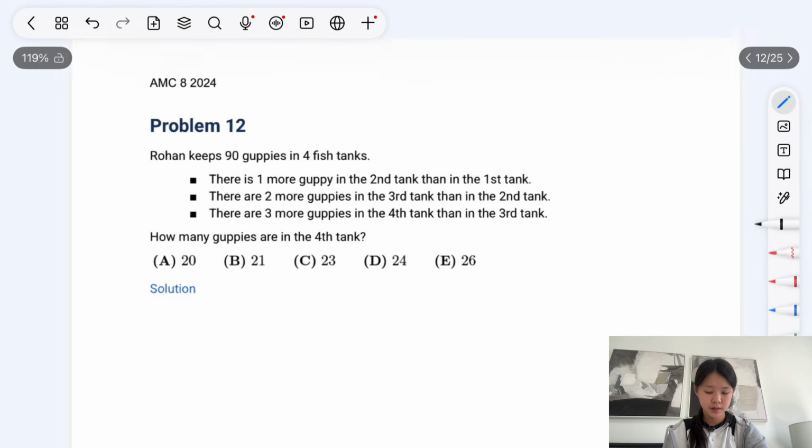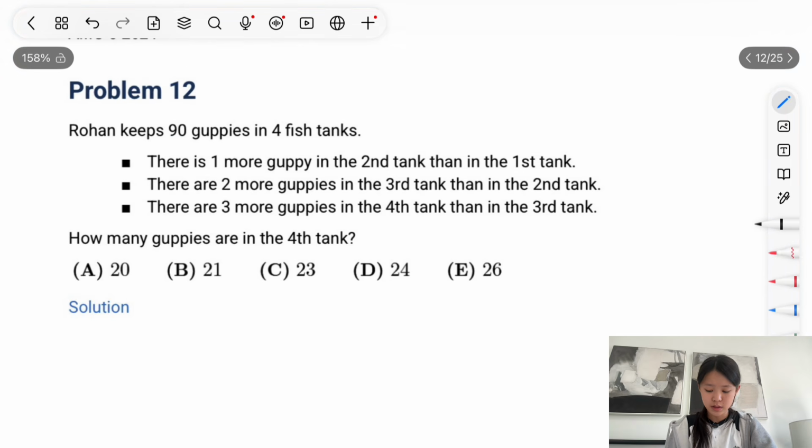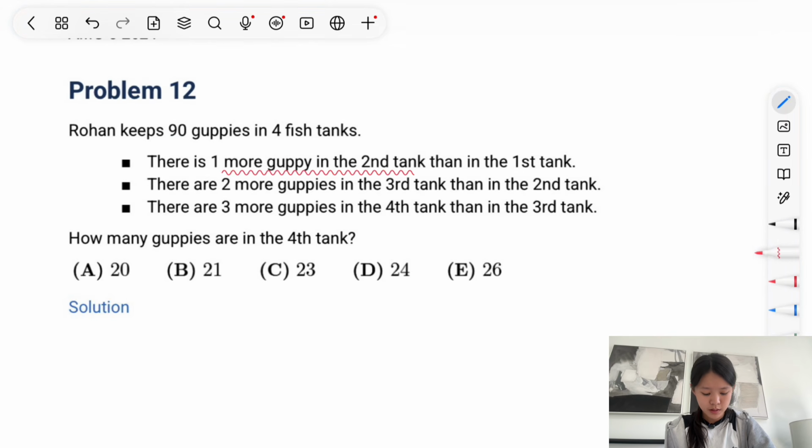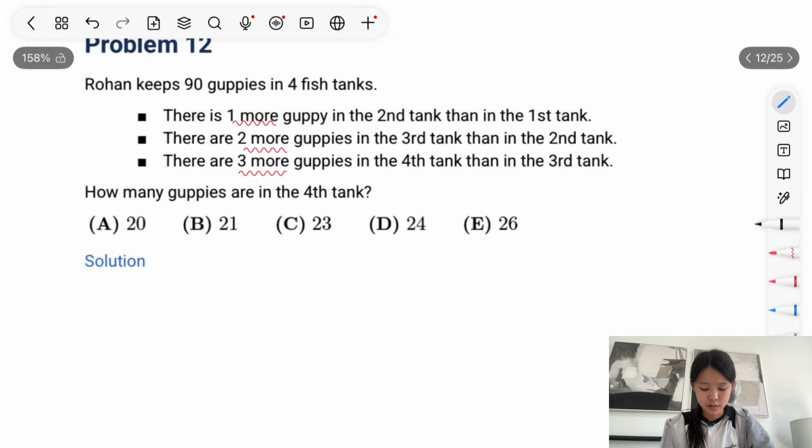Problem 12. Rohan keeps 90 guppies in 4 fish tanks. There's 1 more guppy in the second tank than in the first tank, 2 more guppies in the third tank than in the second tank, and 3 more guppies in the fourth tank than in the third tank. So why don't we label the number of guppies in the first tank as x?